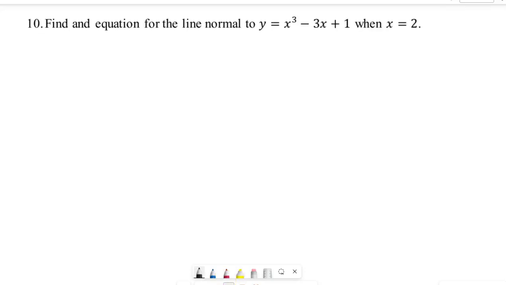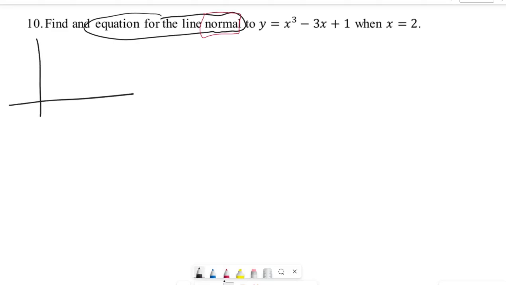The question is: find the equation of a line normal to this curve. So this is about the normal line. I'm just going to explain quickly what a normal line means. If we have some random curve, let's say this is f of x, at any point, the blue line is the tangent. If there is a line at that point perpendicular to the tangent, this red line would be called the normal.